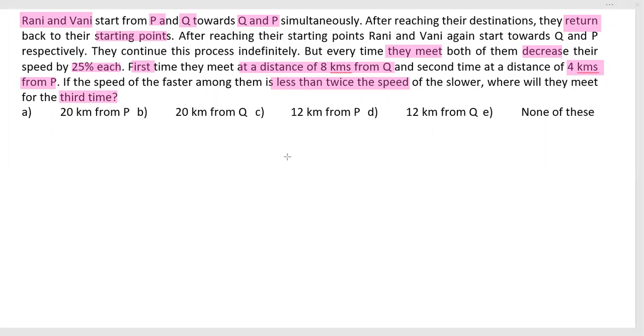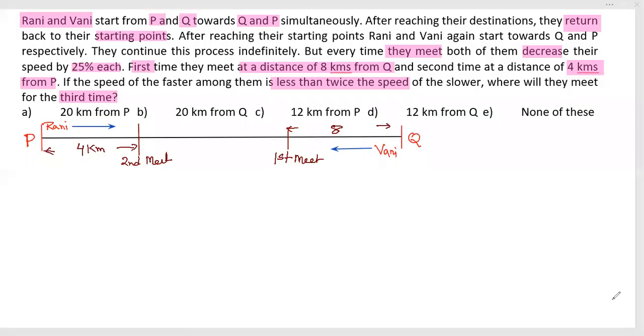Let us first draw and explain the set once again. Drawing the diagram, I want to explain what they have shared. Here we can see the diagram drawn: it is the location P, it is the location Q. Rani started from here, moving in that direction and returning back this way. Similarly, Vani started from Q and is moving like that. 8 kilometers from Q, at that location, the first meeting has happened. So it is the first meeting point.